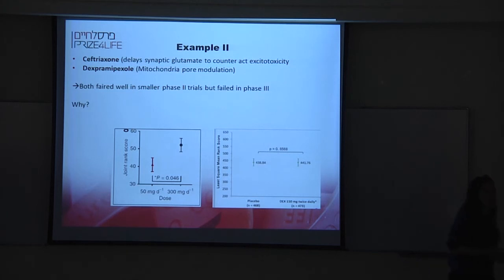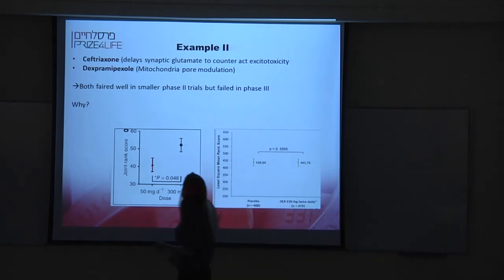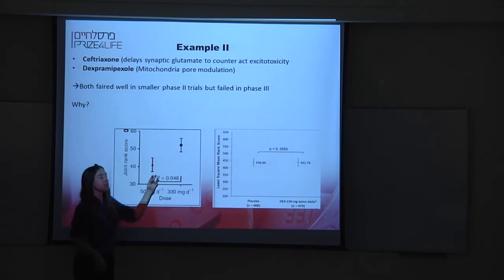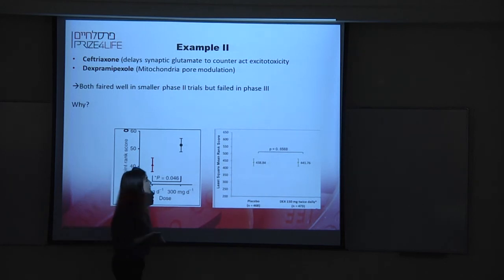So both ceftriaxone and dexpramipexole were tested in mice, and they went through phase 1 and were found to be safe, and they went to phase 2 and were found to be effective in phase 2, and then they went into phase 3. So this is dex. This is the difference in effectiveness of different dosages of dex in the phase 2 trial. So you see it wasn't only effective, it was effective in a dose-dependent manner. The higher the dose, the higher the effectiveness, which is what you want to see.